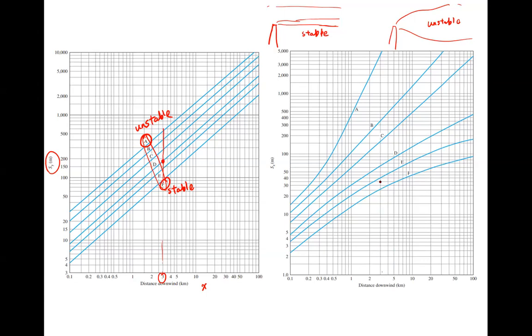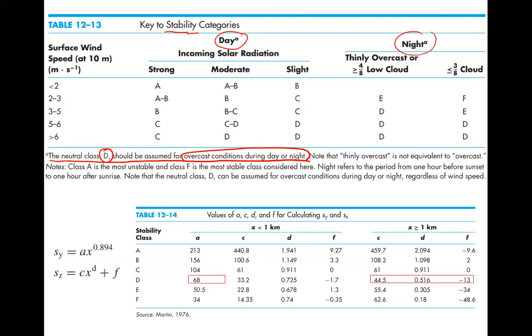You also draw out the 3 kilometers. So the Sy and Sz should have the parameters corresponding to these 2 points, right? It's a little bit difficult to directly read the number because it's in log scale. So that's why people also came up with this method to calculate Sy and Sz, okay? Since we already found the stability condition, which is D here, it gives you this table showing some parameters like a, c, d, and f.